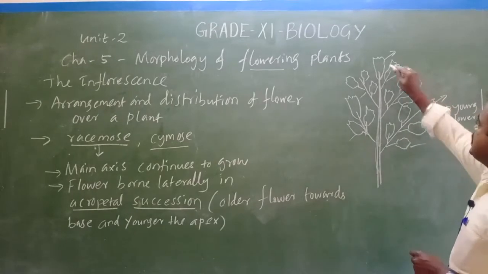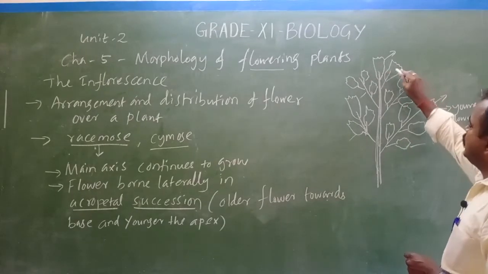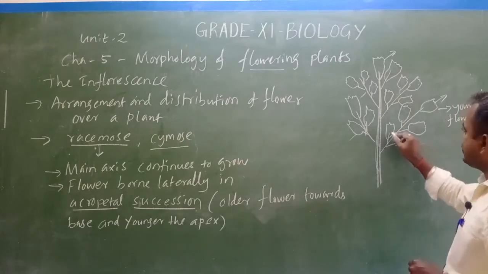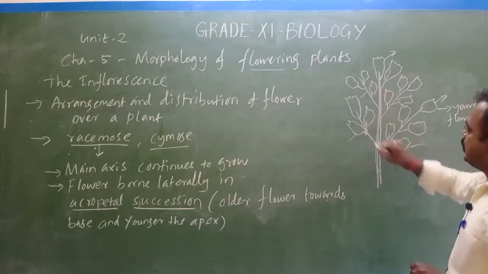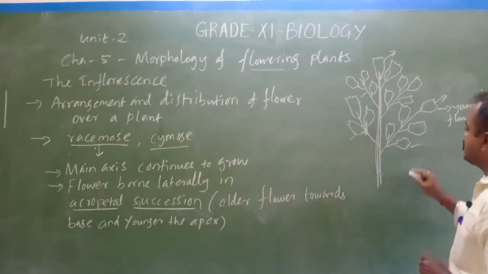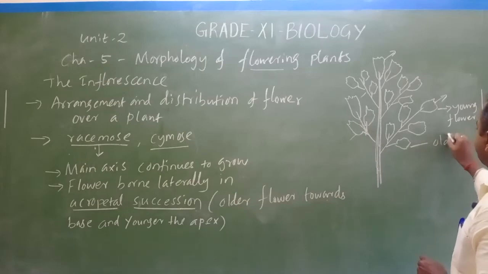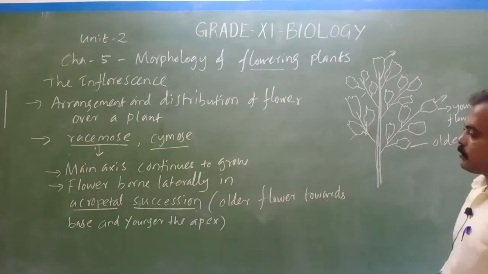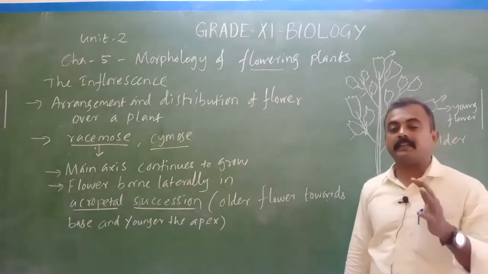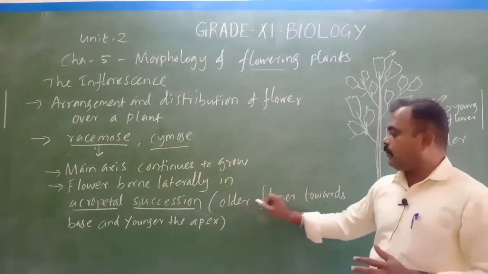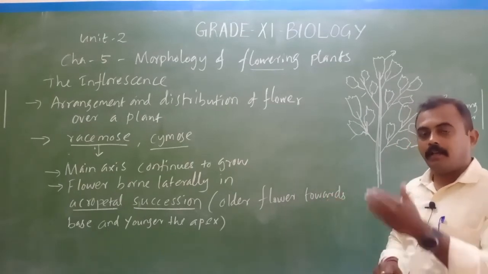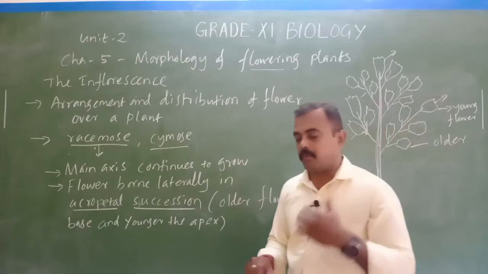So in the apex area we have what? New flowers, that means young flowers. In the base of the axis we have older flowers. So it is called acropetal succession. So acropetal succession means what? Older flowers are in the base, and in the apex we have young ones.